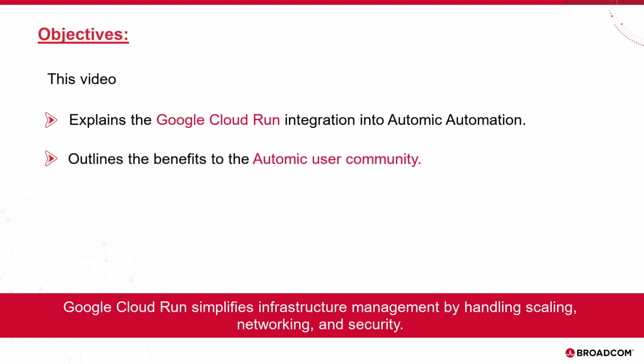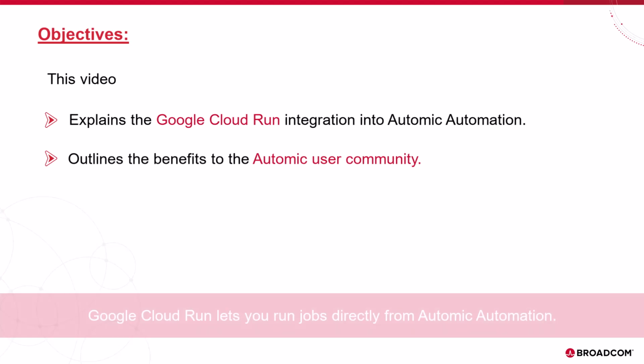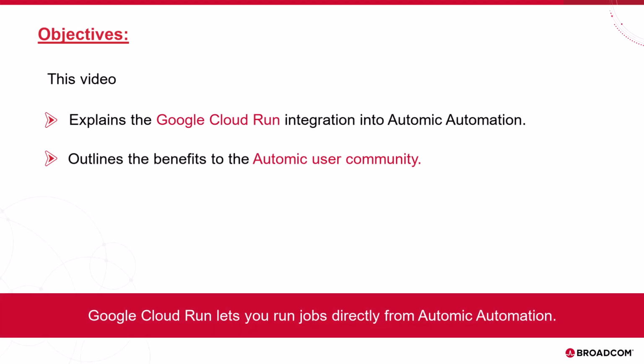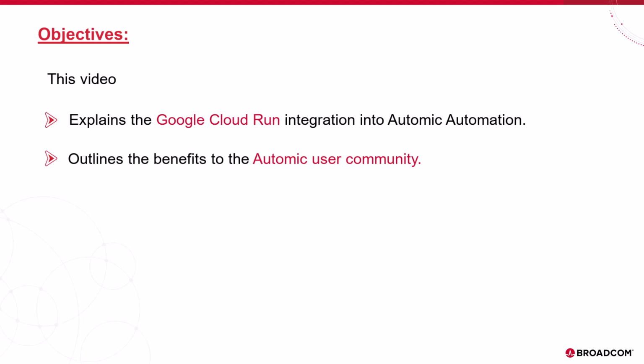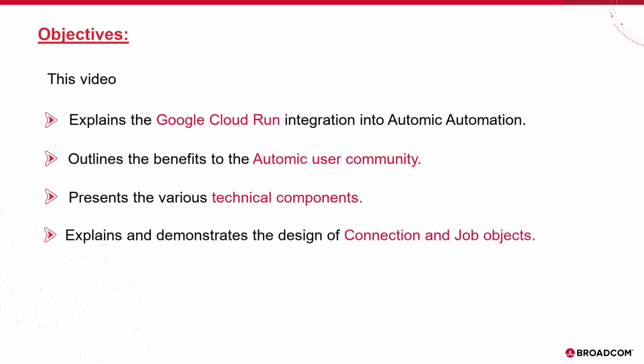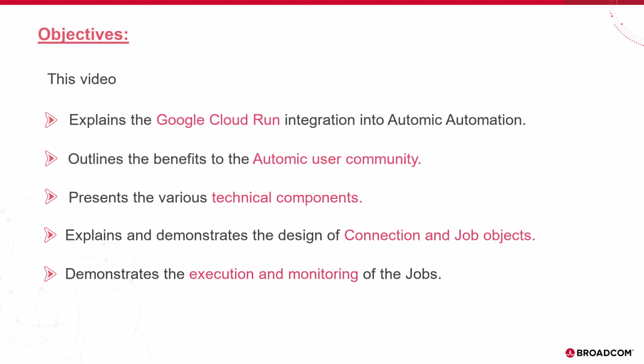Integrating Automic Automation with Google Cloud Run allows you to run Google Cloud Run jobs in your workspace from Automic Automation. We'll provide some technical insights so that the integration components are clearly identified and the deployment sequence is understood. We'll focus on the configuration of the agent and the design of the two core object templates, connections, and jobs. Finally, we'll run through a demo.